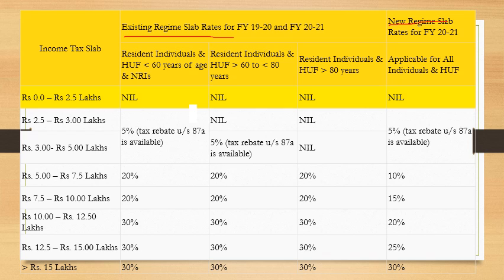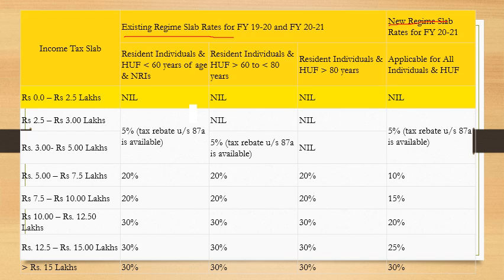If the income exceeds 10 and up to 12.5 lakhs or even up to 15 lakhs, it is 30% in the old regime, and in the new regime again they have divided that into 20 and 25. That is the advantage. And if it is above 15 lakhs, it is 30% in the old regime. In the new regime also it is 30%. What is the advantage in the new regime?